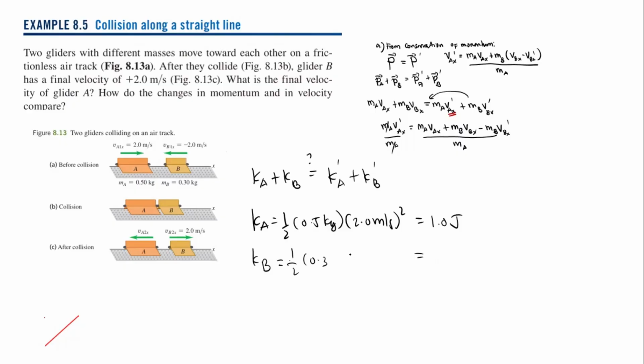For Kb, the same method: one half times 0.3 times negative 2.0 squared. This is 0.60 joules. So Ka plus Kb is 1.60 joules.